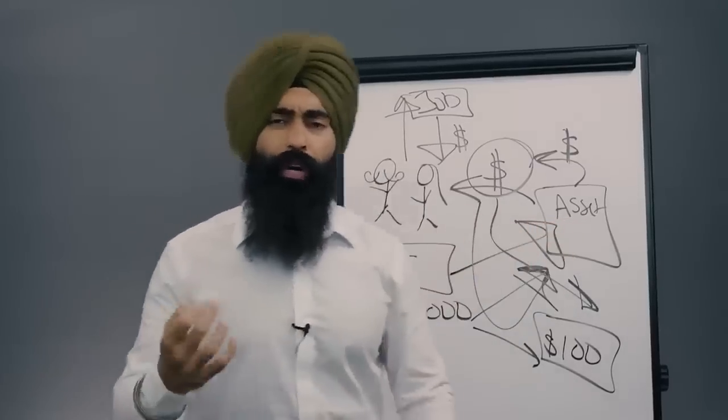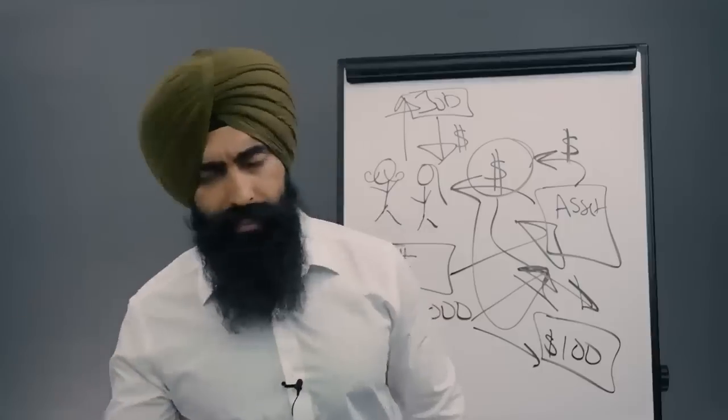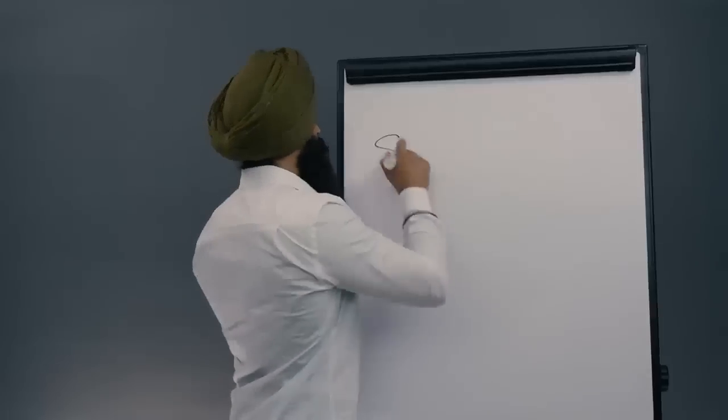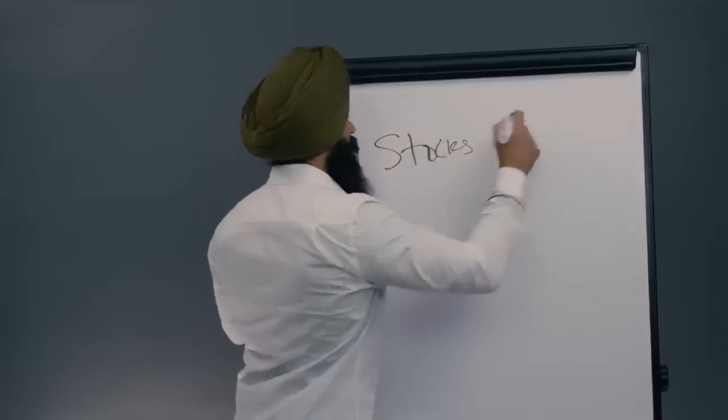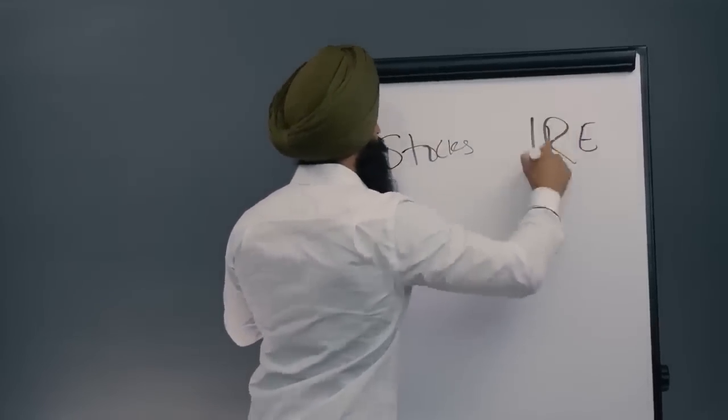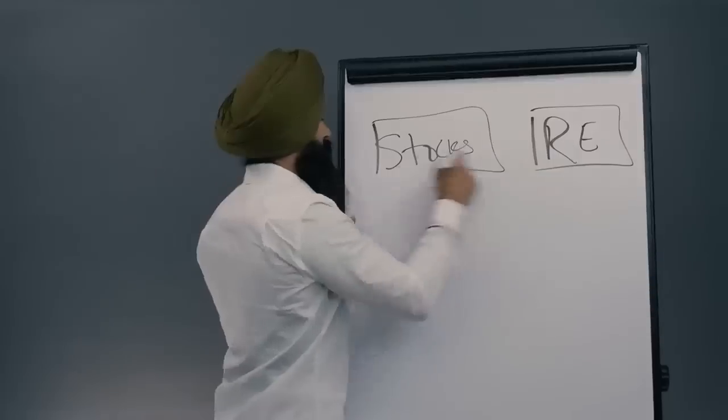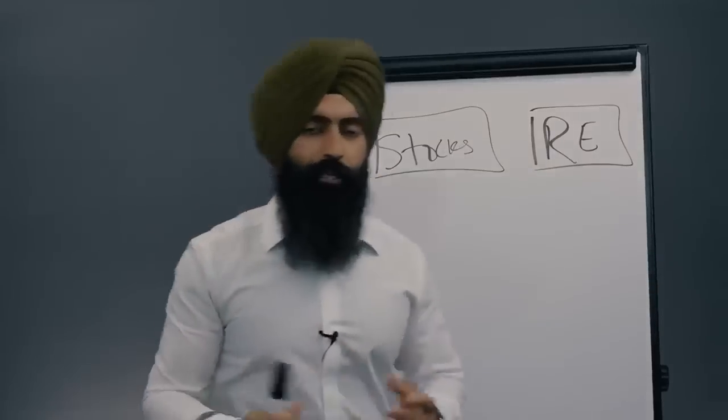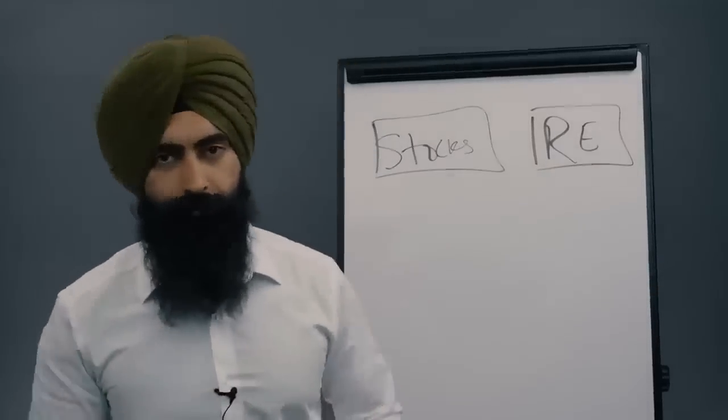Now the question is, what are these assets that you should be investing in? I'm going to go over mainly two types of assets. I'm going to talk about stocks, and I'm going to talk about real estate, because these are probably the two most accessible ways for the average person to generate this type of cash flow.